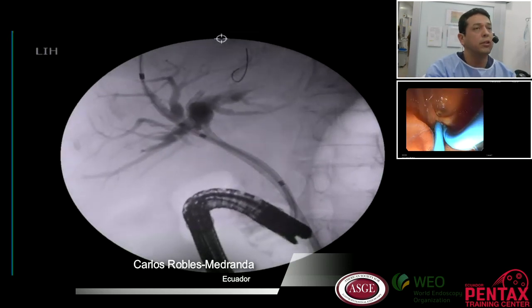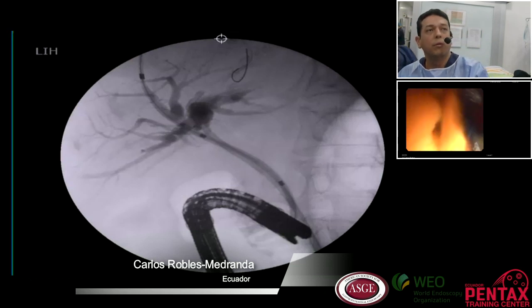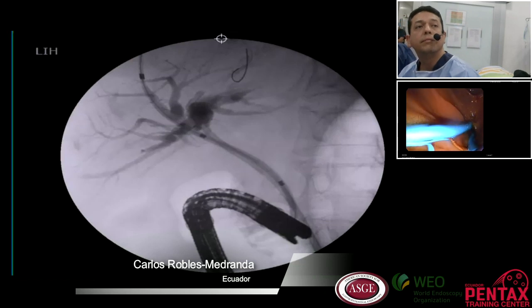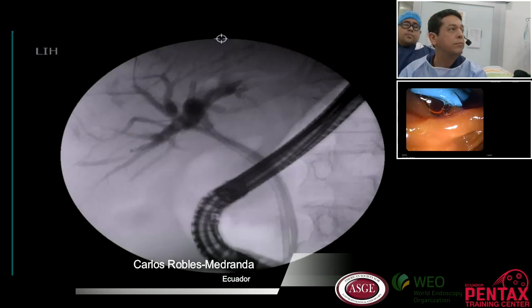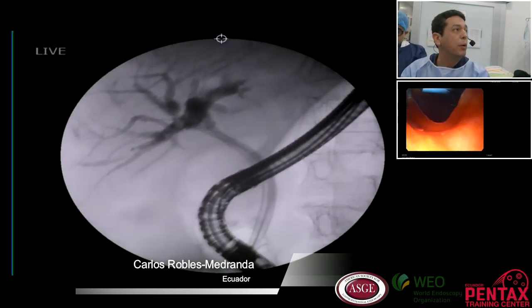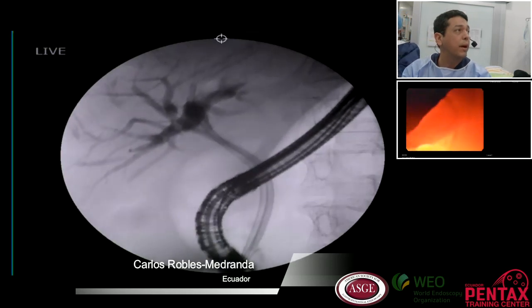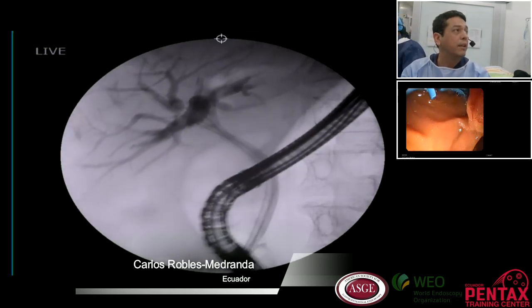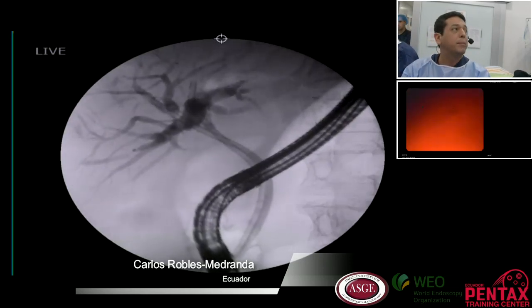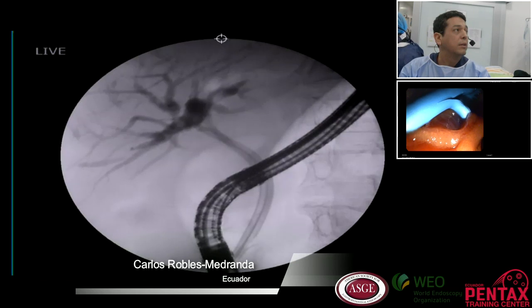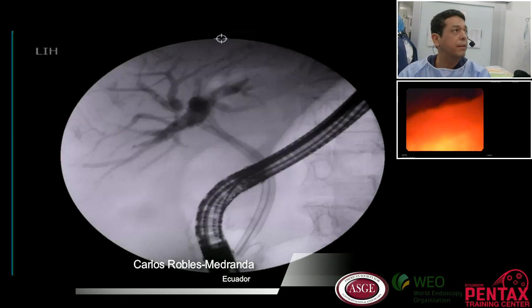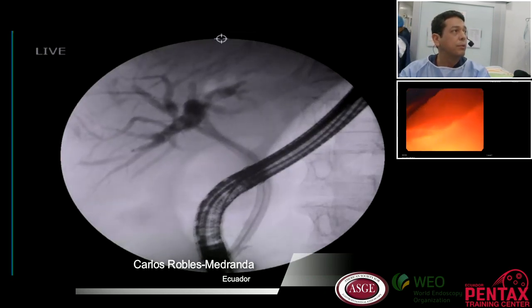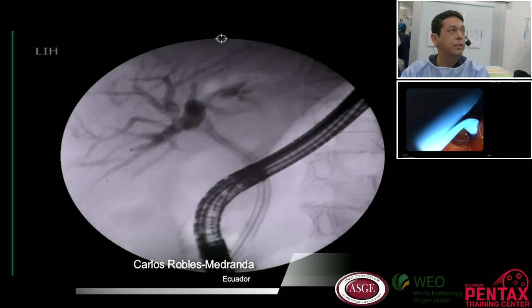Oh, we're up. Okay, so now we will deliver this stand. Wait. Okay, libera. Perfect. So now we have both stands, one in the right. You see the air going in the left intrahepatic bile duct, and also in the right intrahepatic bile duct. So now we are perfect. I think this is a very good drainage. We will review this patient in 8 weeks.